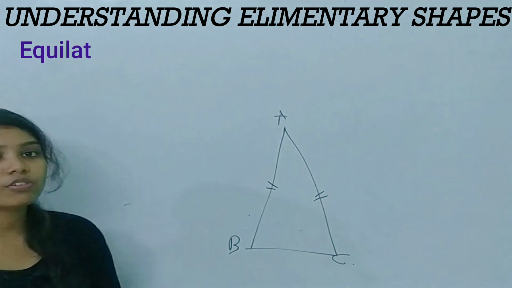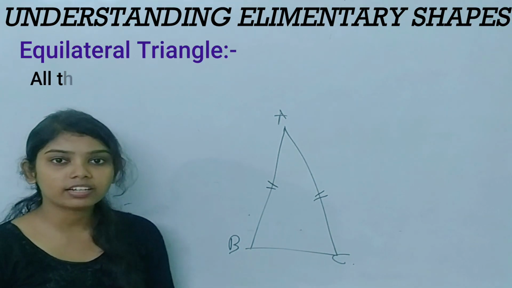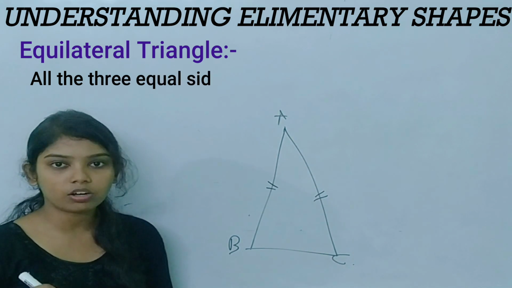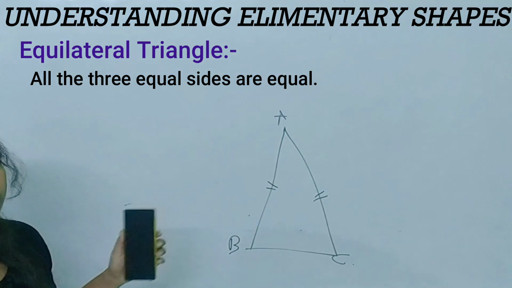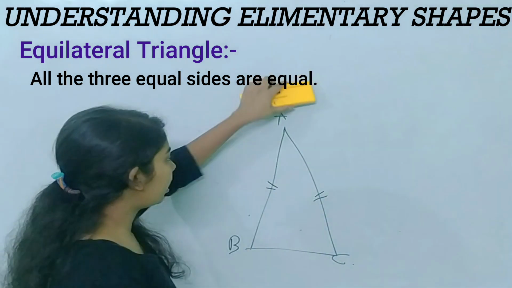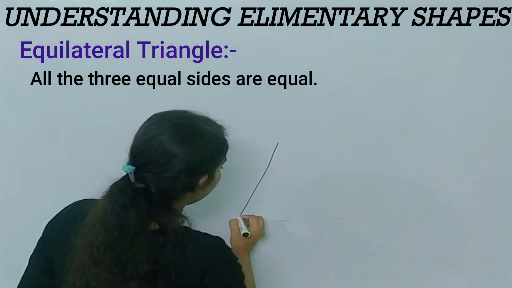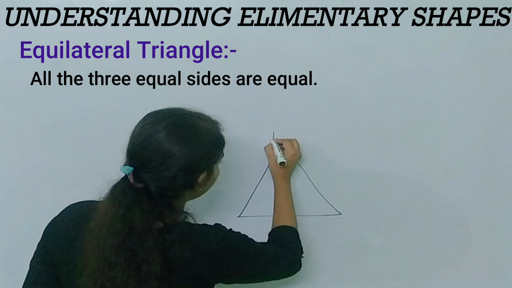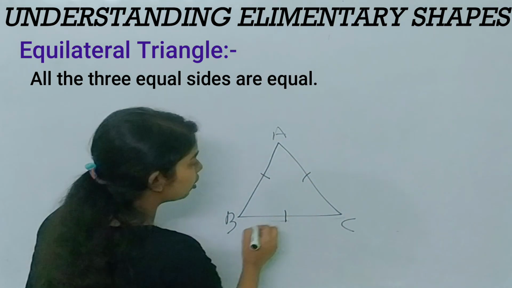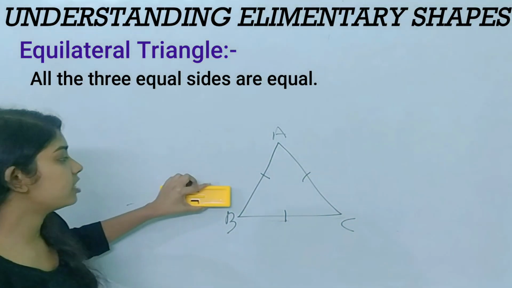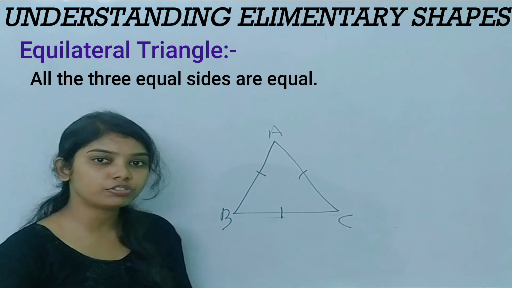Okay? Now we will go for the equilateral triangle. So what is an equilateral triangle? When all the three sides of a triangle are equal, then we can say it is an equilateral triangle. Okay? Like this. Here a triangle ABC in which all the sides are equal. So we can say this is an equilateral triangle. Okay? So this was all about triangles.